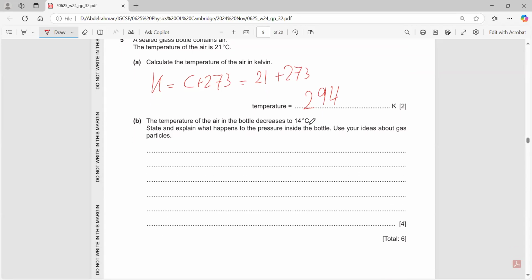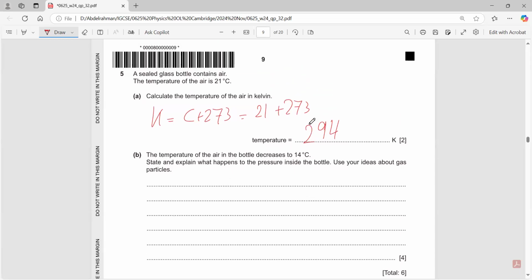The temperature of the air in the bottle decreases to 14 degrees Celsius. State and explain what happens to the pressure inside the bottle. Use your ideas about gas particles. What happens to the pressure? So we have a sealed container, which means that the volume is constant.